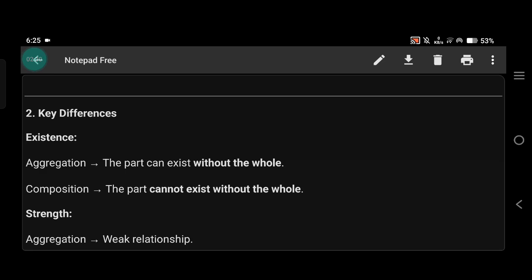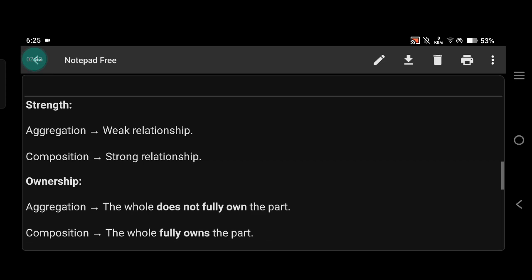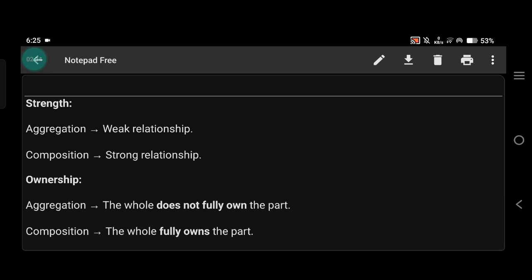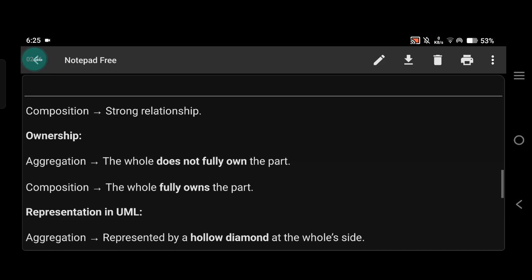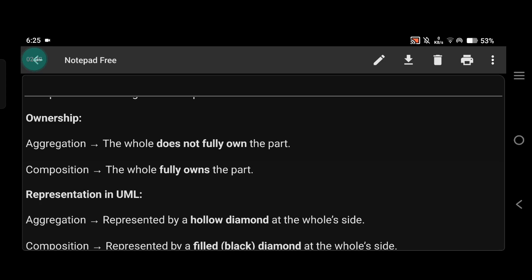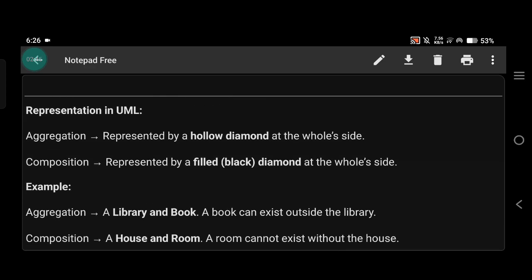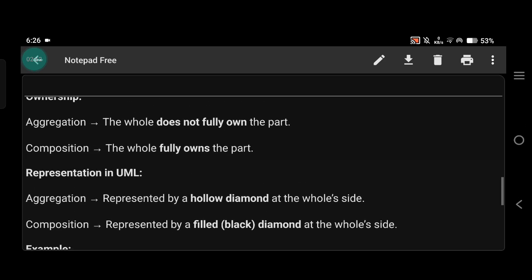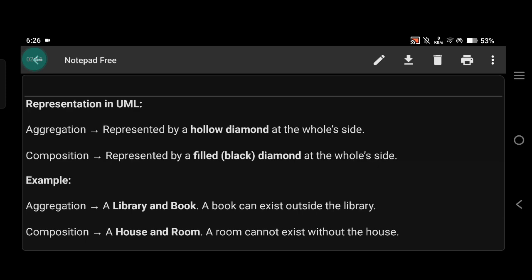Then strength of relationship. Aggregation is a weak relationship, composition is a strong relationship. Then ownership. In aggregation the whole does not fully own the part, in composition the whole fully owns the part. Then representation in UML. First is aggregation, a hollow diamond at the whole side, and on the other side composition, a filled diamond at the whole side.